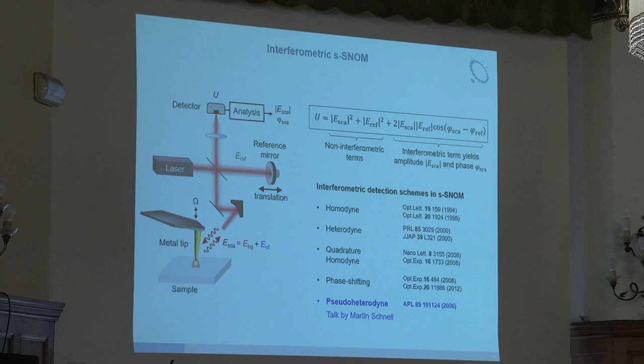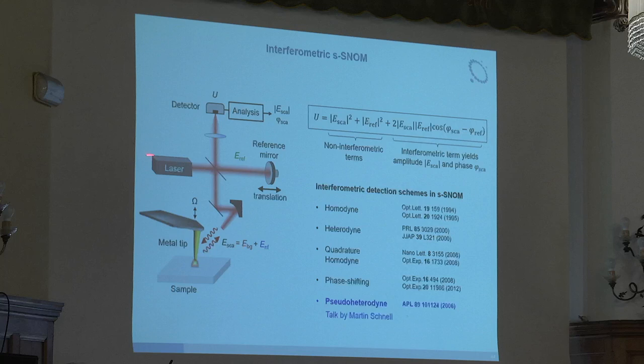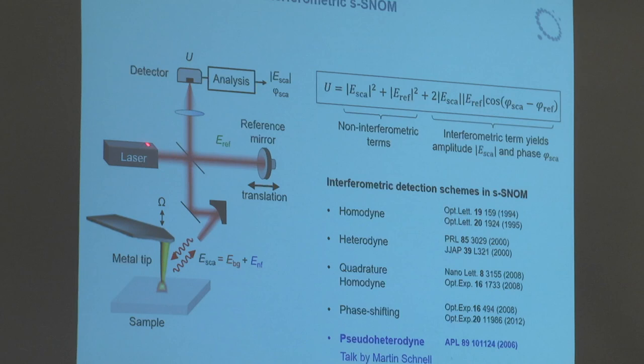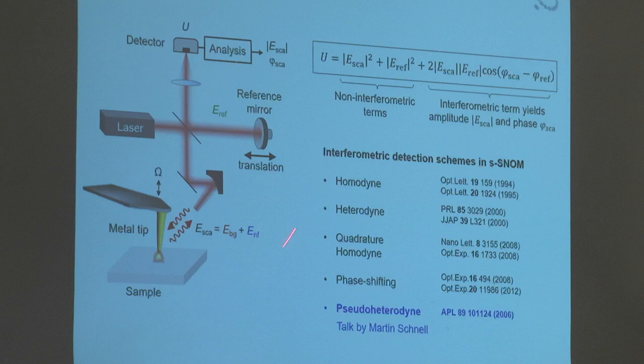So now we come to the topic of interferometric s-SNOM. Now, so far, in principle, we had here the laser, we focus on the tip, and we go backward like this, right? That was what I described so far. Now, what we are doing is we put a beam splitter here in the path, such that one beam goes straight through on the reference mirror of the Michelson interferometer. And that is what you have in the NeaSNOM now.